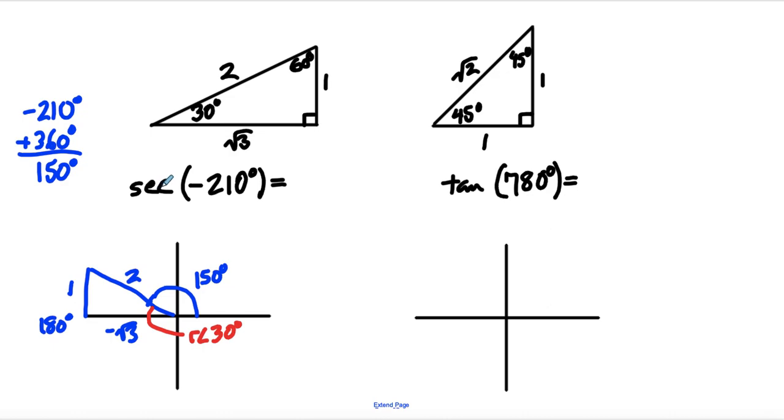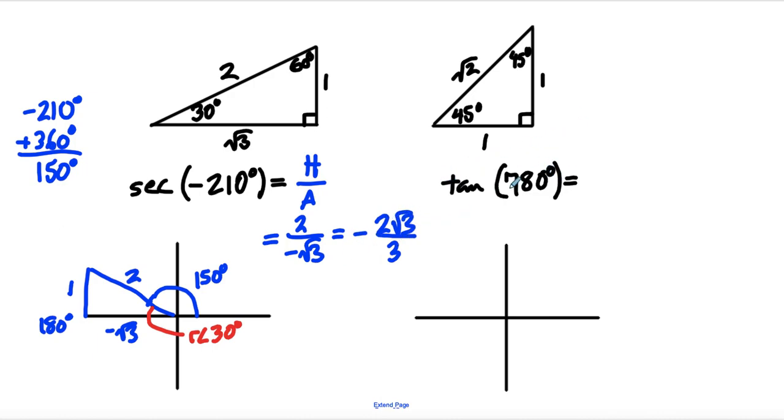So now I use secant, right? Remember, secant is going to be hypotenuse over adjacent. So that's going to leave me with 2 over negative square root of 3. Or if you rationalize the denominator, you would more commonly see this written as negative 2 square root of 3 over 3. Either answer is correct here.